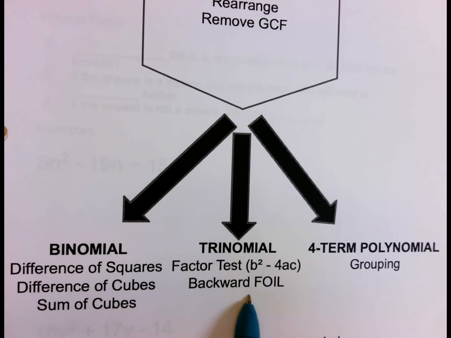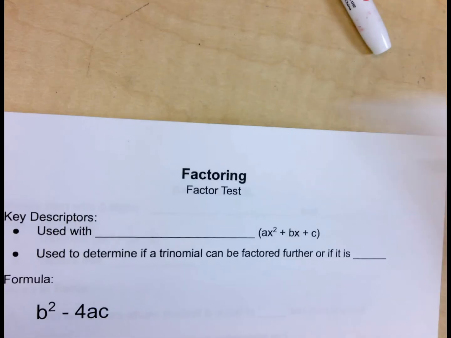If it can't be factored, then we're not wasting time trying to find out how it can or if it can. So this way, we'll do the factor test, we'll know whether it can be factored or not, and then we'll move on to how to actually factor those using backwards FOIL. So today, remember, our focus is going to be on the factor test. Okay, so those are your notes for today.